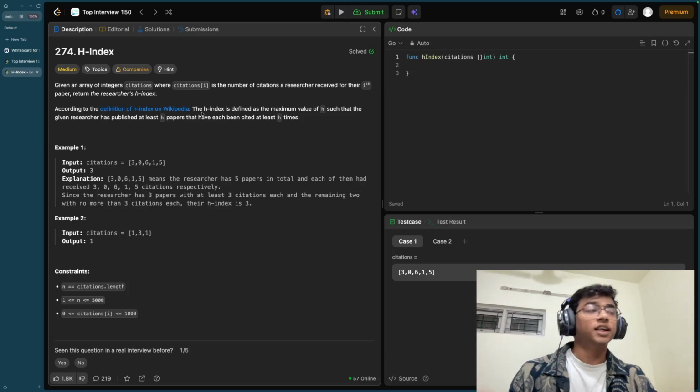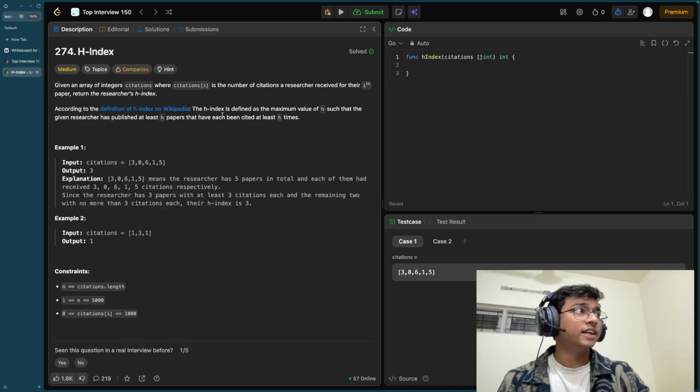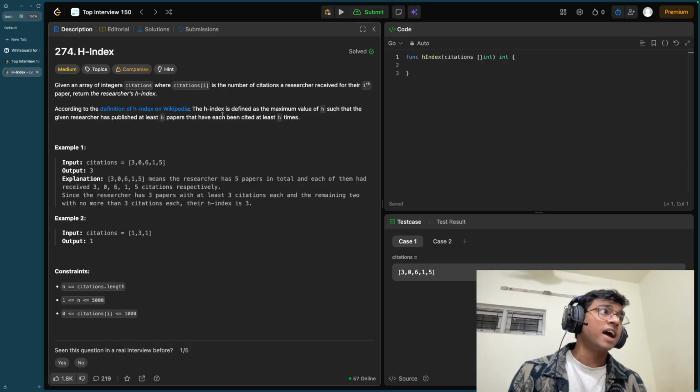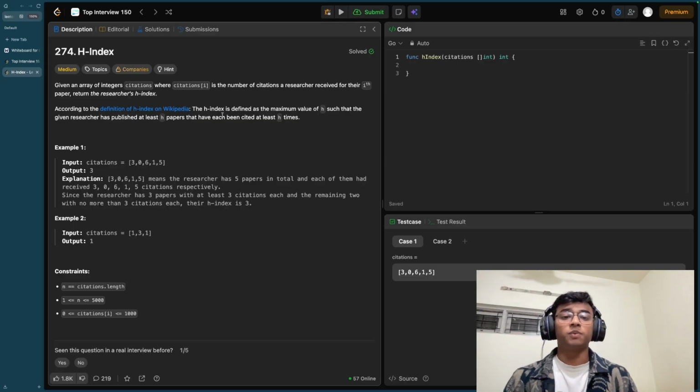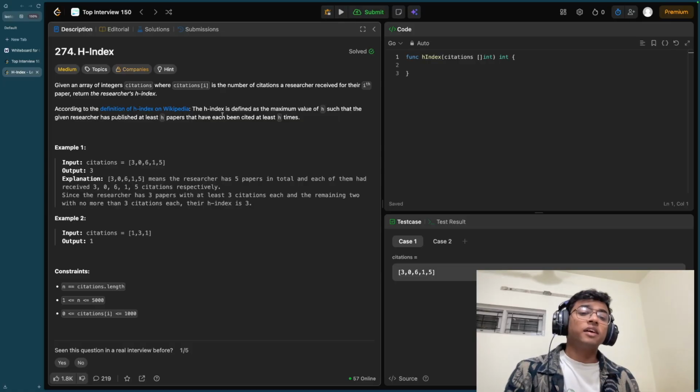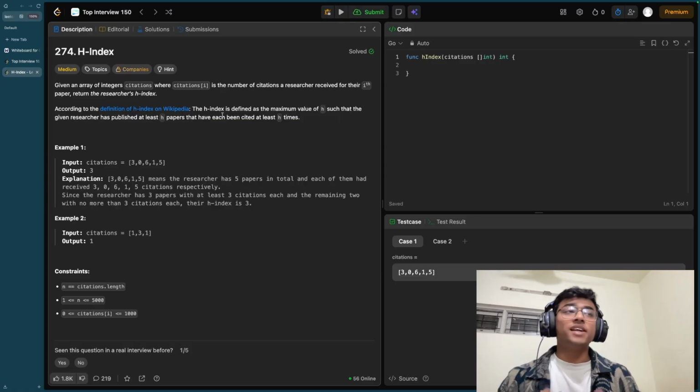Now, what is h-index? Here it is given that the h-index is defined as the maximum value of h such that the given researcher has published at least h papers that have been cited at least h times, which basically means that if a particular researcher wants to have an h-index of 2, he needs to have at least 2 research papers that have citations greater than or equal to 2. So that is our problem.